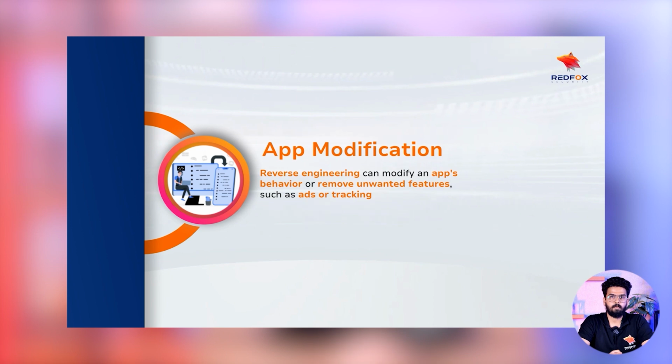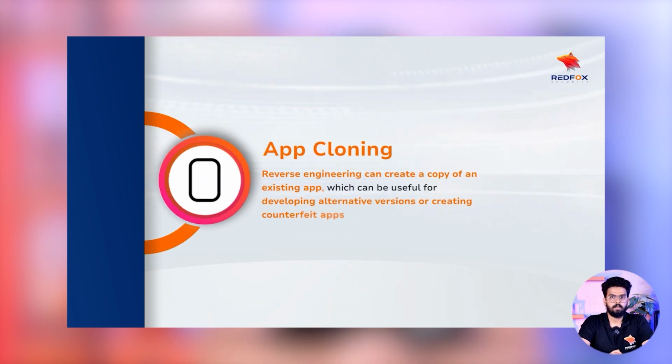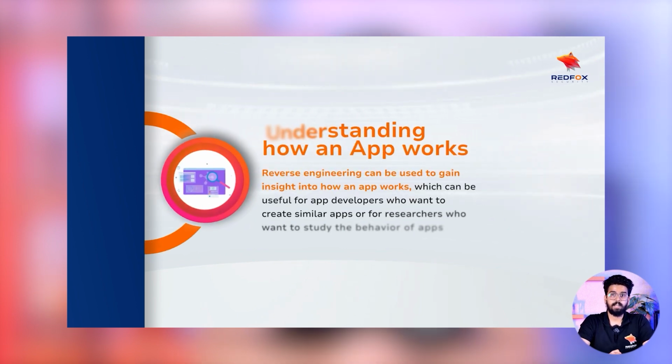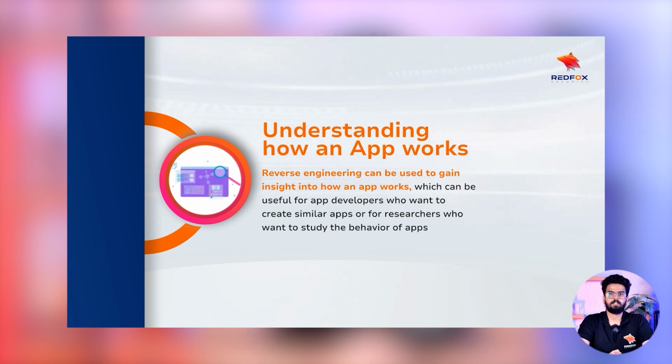App modification. Reverse engineering can modify an app's behavior or remove unwanted features such as ads or tracking. App cloning. Reverse engineering can create a copy of an existing app, which can be useful for developing alternative versions or creating counterfeit apps. Understanding how an application works. Reverse engineering can be used to gain insight into how an app works, which can be useful for app developers who want to create similar apps or for researchers who want to study the behavior of apps.